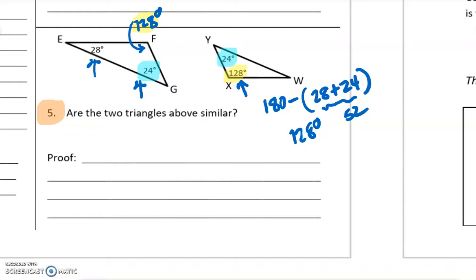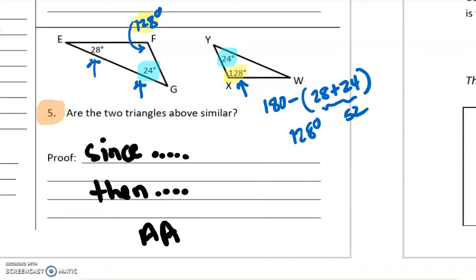So that's what you want to say in this proof right here. I'm not going to write it all out, but you can listen to my words and just make your own proof. It's basically a since-then statement. So you should say something like this: since there are two angles in triangle EFG that are congruent to two angles in triangle YXW, then we can say that these two triangles are similar because of the angle similarity theorem. You must always be giving a reason, always.